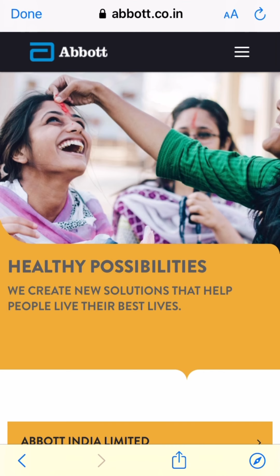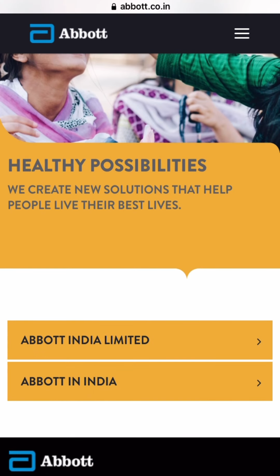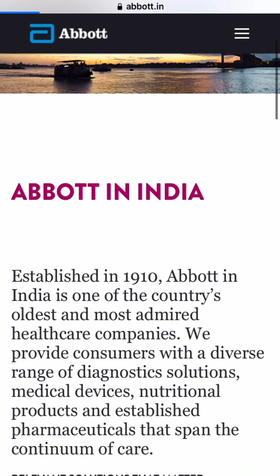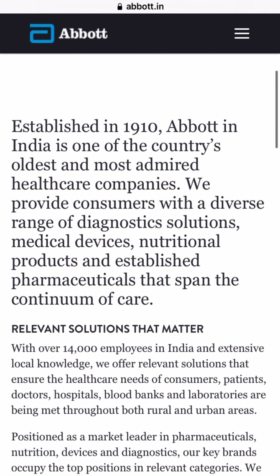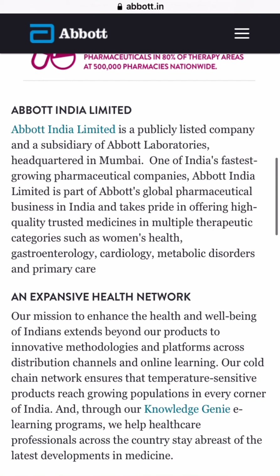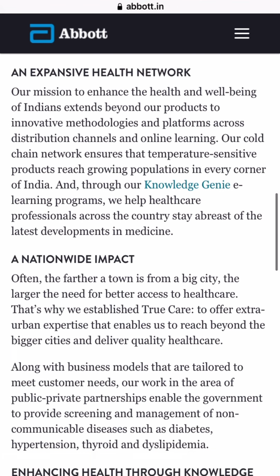The company name is Abbott. You can see on the screen the company's website: healthy possibilities, create new solutions, help people. Abbott India Ltd. You can read about it: established in 1910, one of the country's oldest and most admired healthcare companies. You can read about the company, publicly listed, an expansive health network.